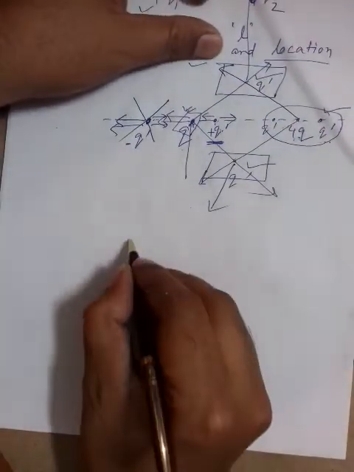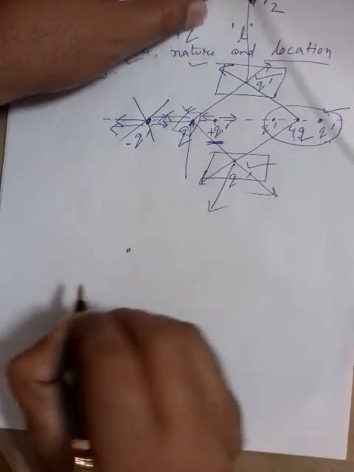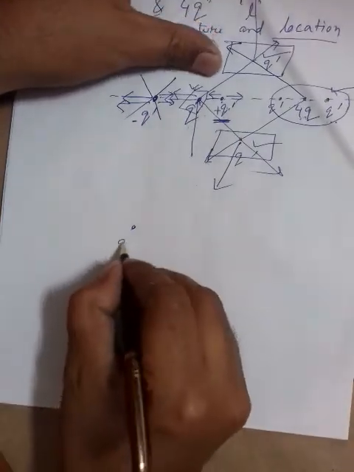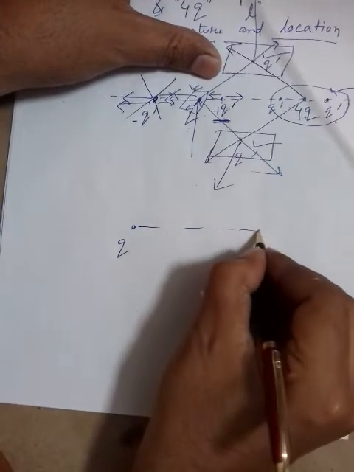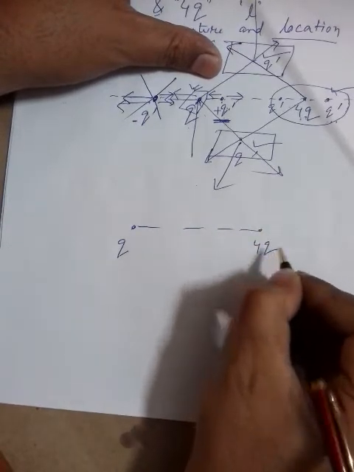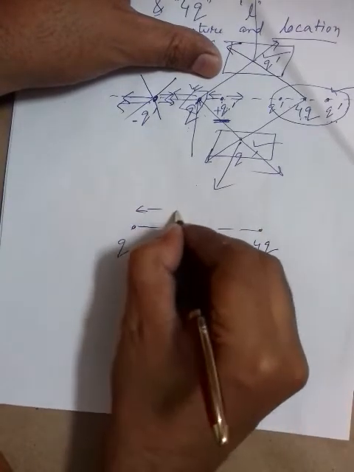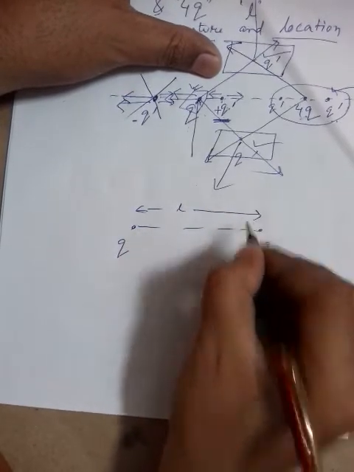So I am drawing separately now. I think the observation is clear. So this is q and this one is 4q. The distance between them is L, as written in the question.